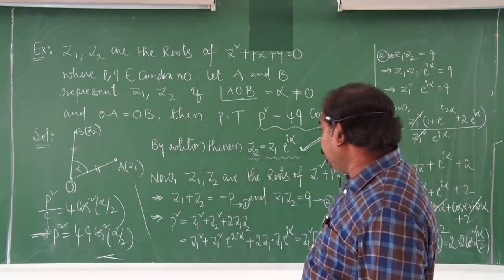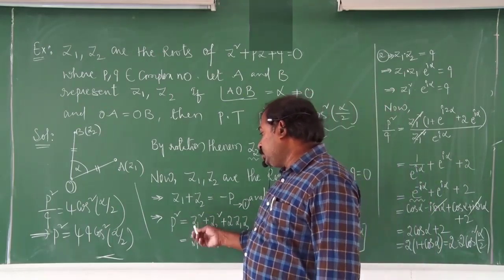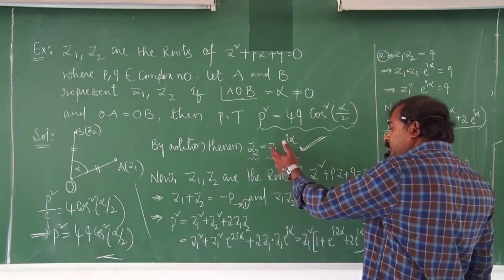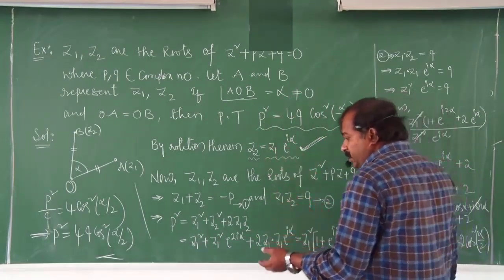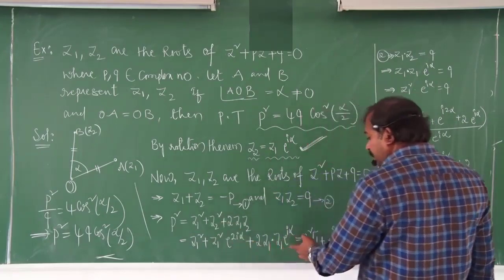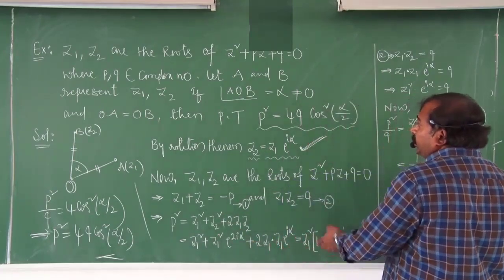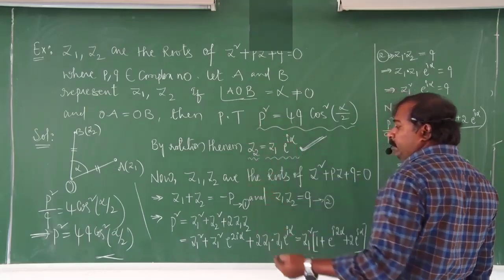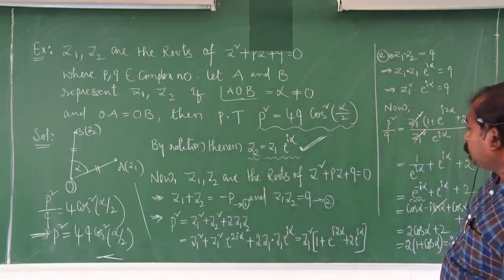What will the p square value be? p square is equal to z1 square plus z2 square plus 2 z1 z2. But according to this value, z2 is z1 into e power i alpha. Replace the value and you will get this value. Now here, we have to find p square by q. And what is the q value?